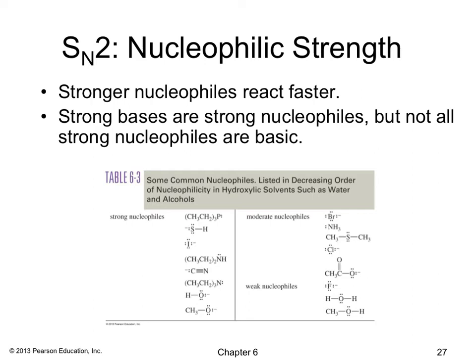So, nucleophilic strength: stronger nucleophiles react faster. Strong bases are strong nucleophiles, but not all strong nucleophiles are basic. So in your chapter 6, table 6.3, here are common nucleophiles listed in decreasing order of nucleophilicity in hydroxylic solvents such as water and alcohol. Here are your strong nucleophiles, moderate ones, and then weak nucleophiles. Again, my suggestion would be to make flashcards so that you just know which ones are strong, moderate, and weak.